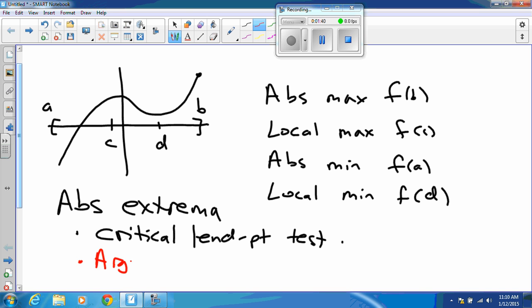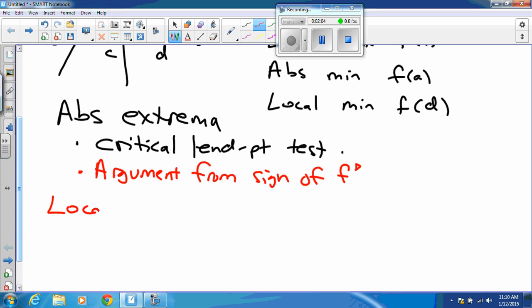I can also make an argument from the sign of f prime, which goes like this. F prime is negative up to a certain point, positive thereafter, therefore absolute min. F prime is positive up to a certain point, then negative thereafter, therefore absolute max.